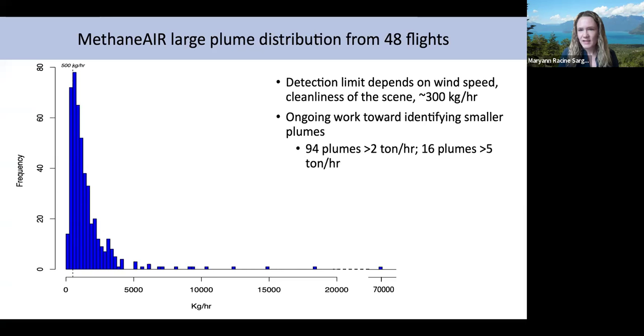So from these 48 flights, we found 94 plumes that were over 2 tons per hour, 16 over 5 tons. And we had this one real outlier, which was a gas processing plant in the Appalachian region.